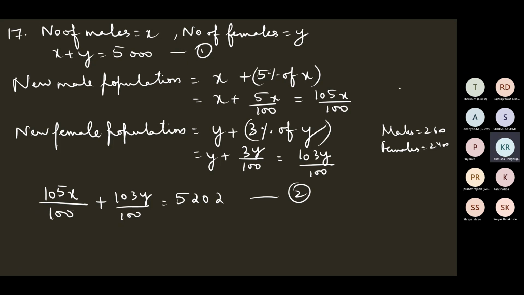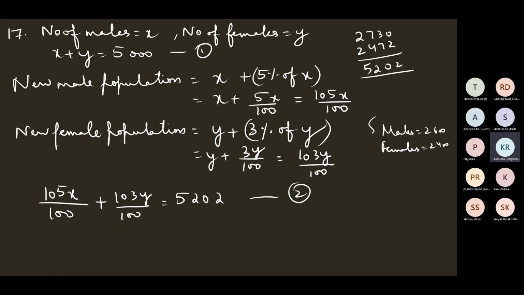Okay, we can check it now. So the total is 5,000. Males increase by 5%. So 10% is 260, so 5% will be 130. So that means it will become 2,730. Then females increase by 3%. 10% is 240, 1% is 24, so 3% will be 72. So this will become 2,472. Yeah, that's right.